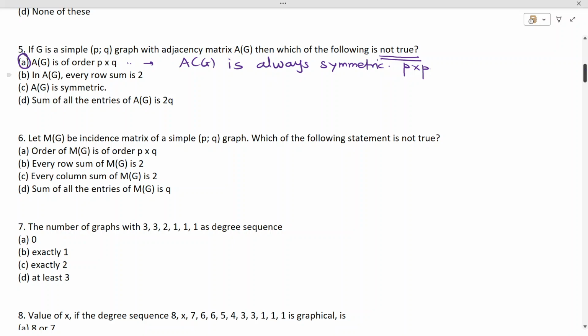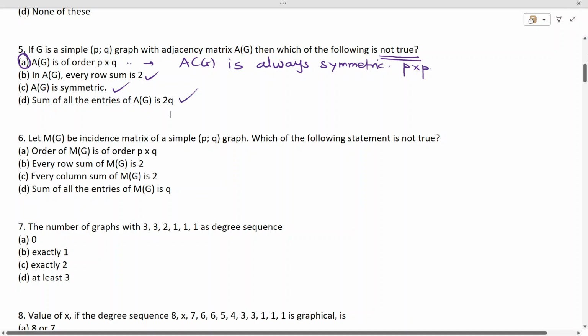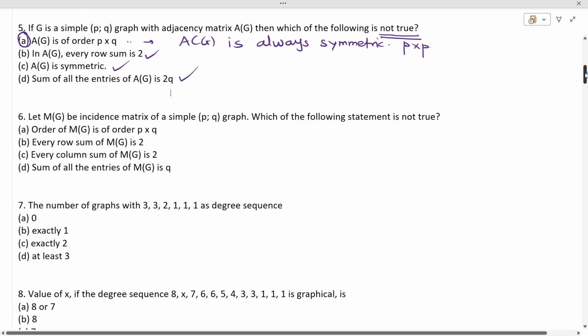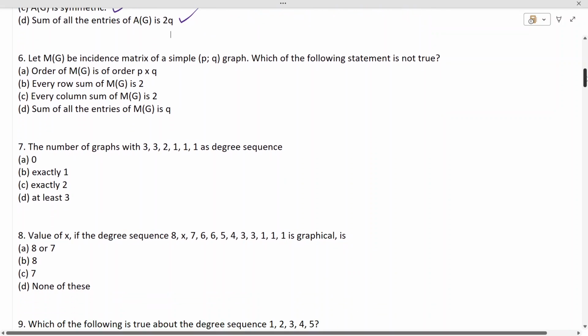In A of G, every row sum is 2. This is a correct statement. A of G is symmetric. This is also correct. The sum of all entries in A of G is 2Q. This is also a correct statement. They have asked to find the not true statement. So the first statement is not true. Option A is the correct option.